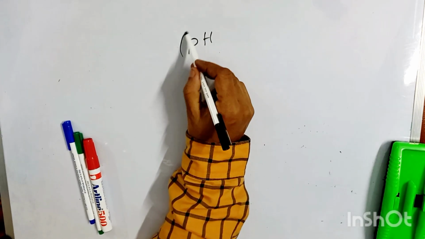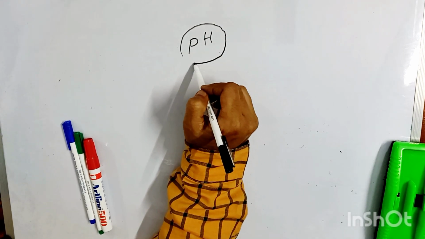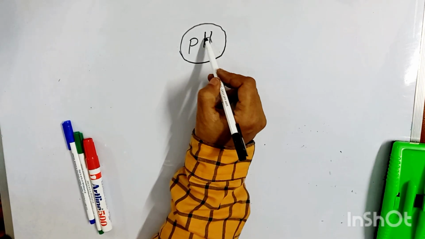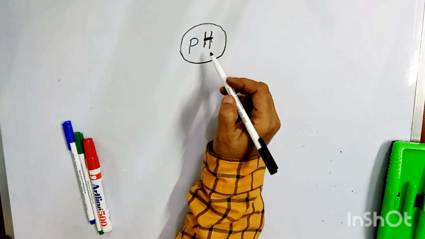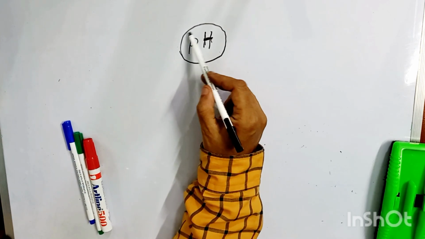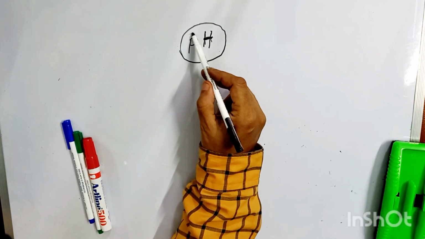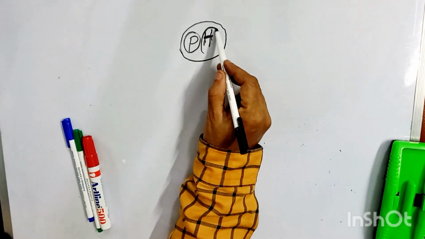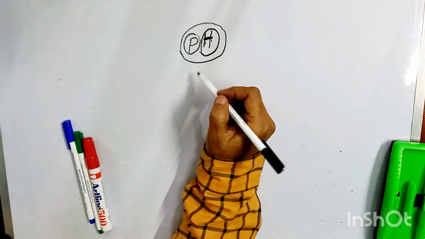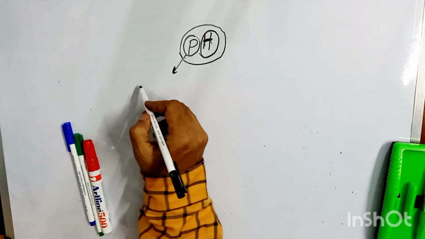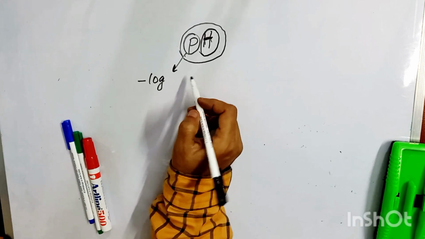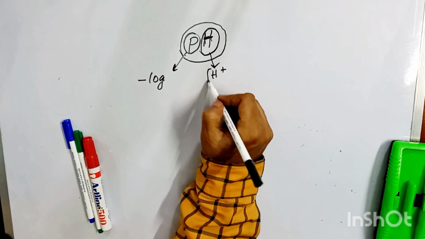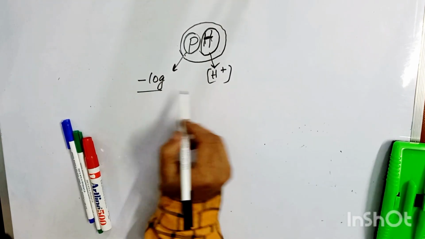What is pH? It's a very beautiful idea of chemistry, and today we will learn what pH is. Now, what do these two letters mean? The letter P means negative logarithm and the letter H means the hydrogen ion concentration. You take the negative log of a hydrogen ion concentration, and that completes our idea of pH.